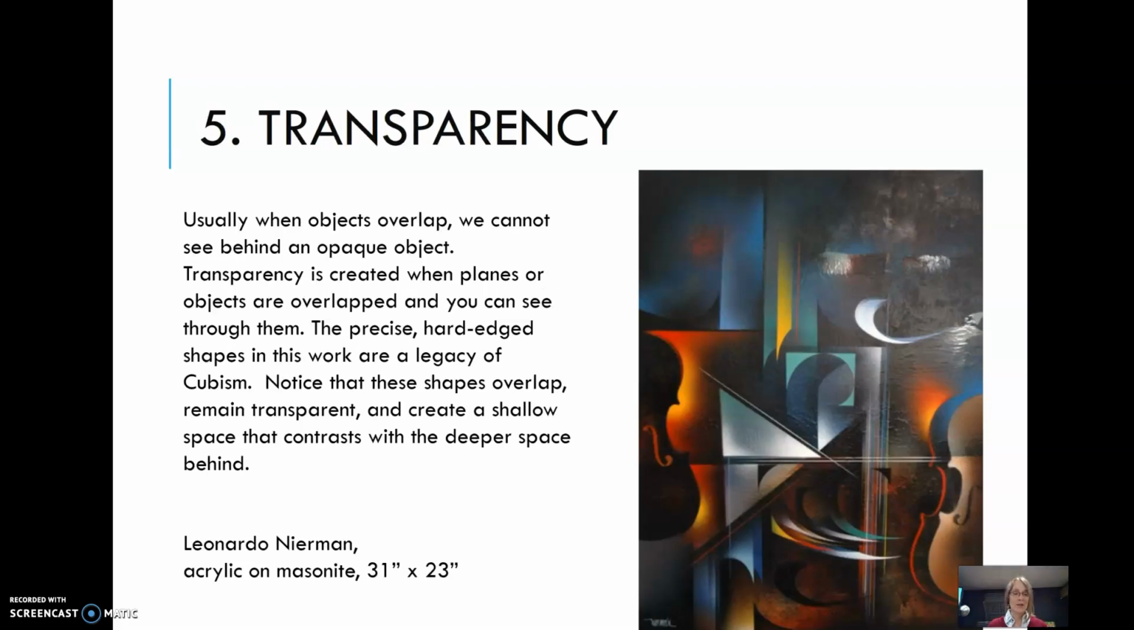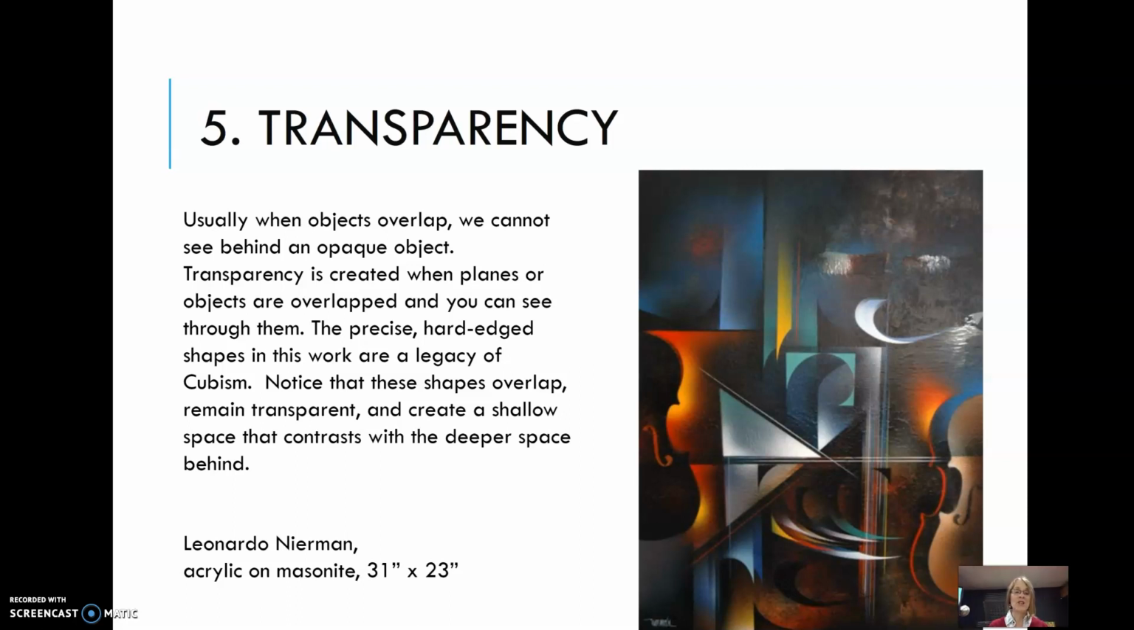Number 5, transparency. Usually when objects overlap, we cannot see behind an opaque object. So when I put the cup in front of me, I'm covering my face. You can't see my face, okay? Transparency is created when planes or objects are overlapped and you can see through them.